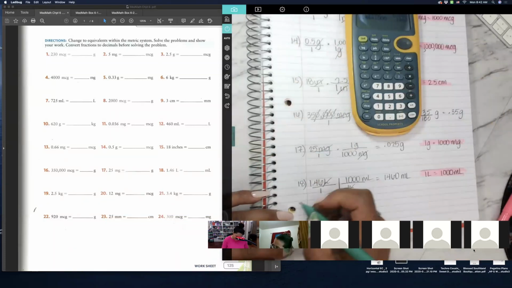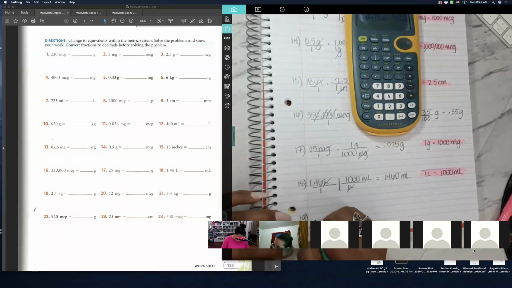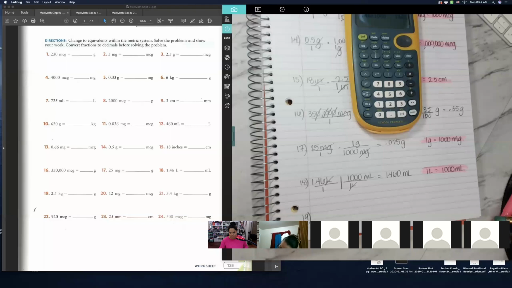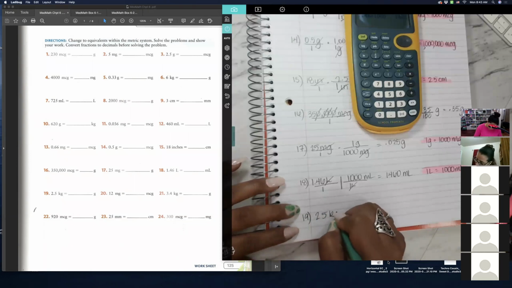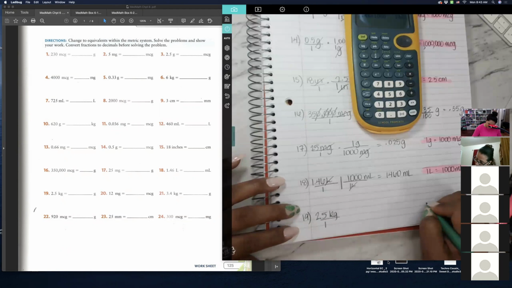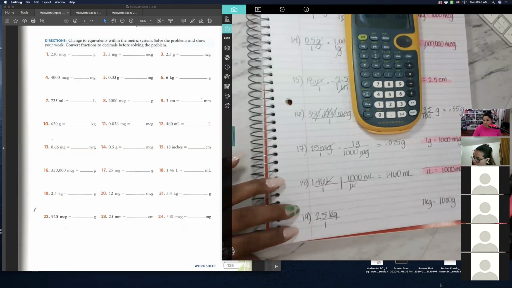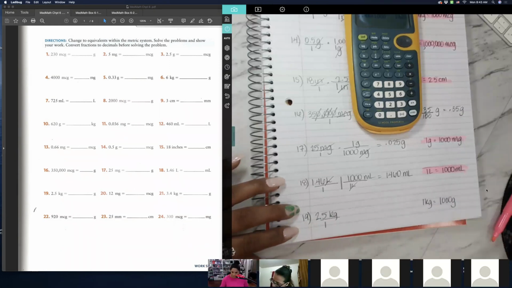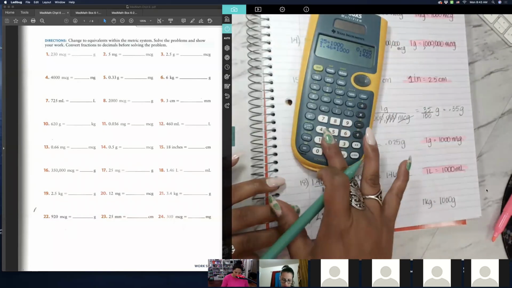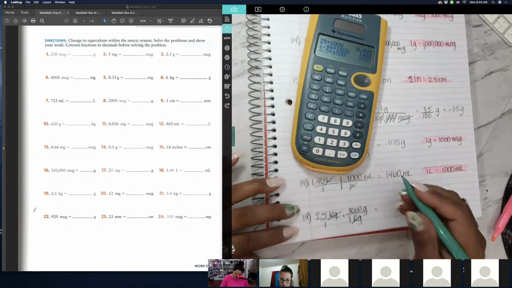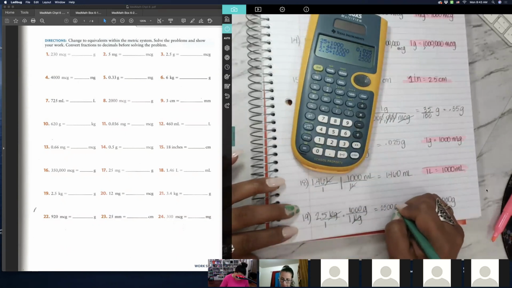Okay, and then 19 is 2.5 kilograms over 1, and again 1 kilogram is equal to 1,000 grams. So we're gonna put our 1 kilogram in the denominator and we'll multiply by 1,000. Our units of kilograms will cancel. And then just take 2.5 times 1,000. And that's going to give us 2,500 grams.